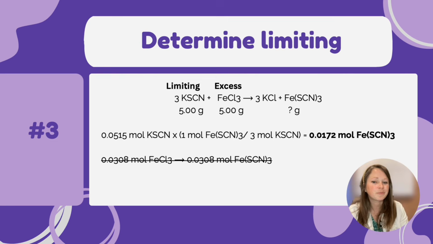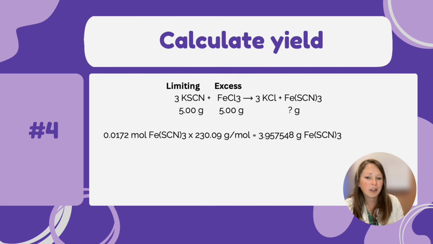Now our last step, we're going to calculate the actual yield by multiplying by the molar mass of our product, right? So anytime you're converting from moles into anything else, you're going to multiply. I know, so corny, but it's going to help you remember how to approach this. So now I have my yield.